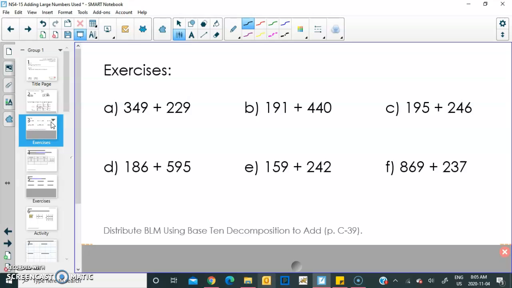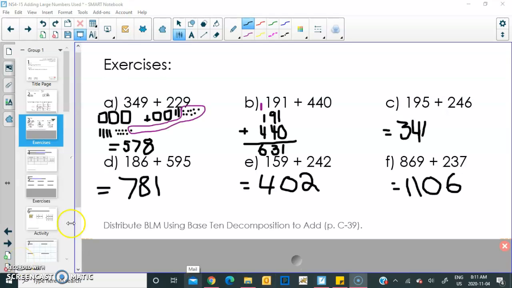Okay, I want you to do the exact same thing. I want you to draw out the base 10 models for 349 and 229. And then I want you to add them together, okay? Now you can use the chart if you'd like, or you can use the standard algorithm, okay? So I want you to do A, B, C, D, E, and F, and then come back and check your answers, okay? So you can pause your screen, grade fours.